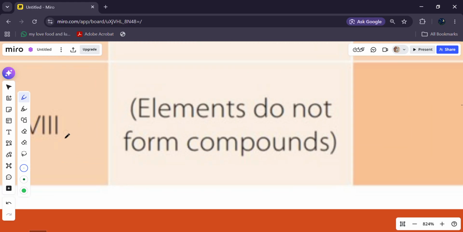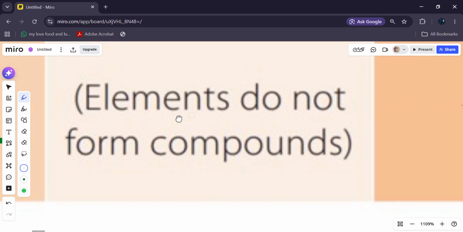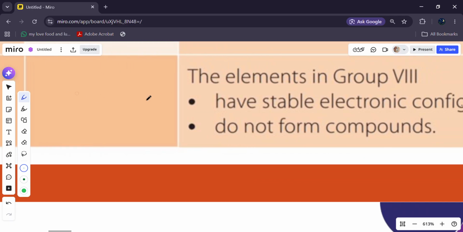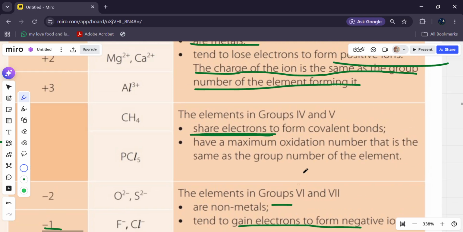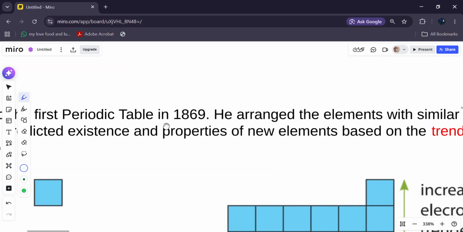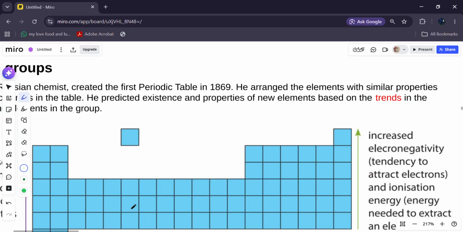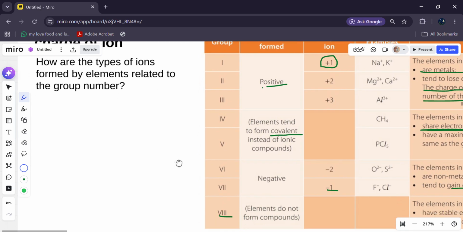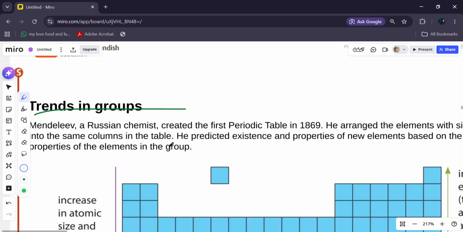Finally, group 8. Group 8 are what we call noble gases. These elements do not form compounds or react. They have a stable electronic configuration and they are quite unreactive. Now that we understand the trends in the group number and the charge of the ion, we're going to learn about the trends in a group.